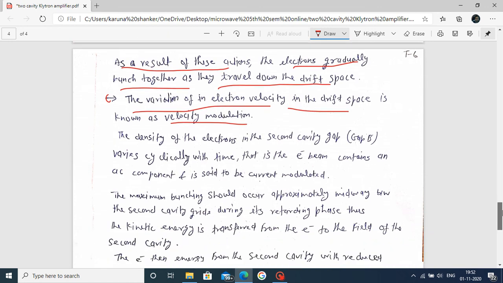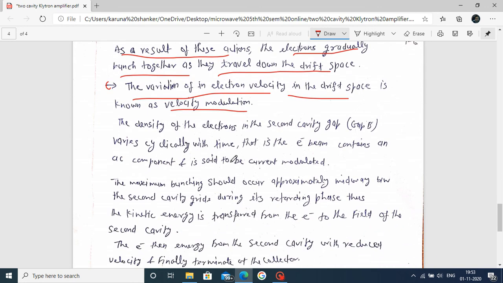Now, to observe the second point here, the current modulation, just focus on what the current modulation is. The density of electrons in the second cavity gap, meaning whatever the buncher has bunched and which now appears at the second cavity gap, where the electrons reach, is also varying cyclically with time. This electron beam also contains an AC component. That's why it's called current modulation.